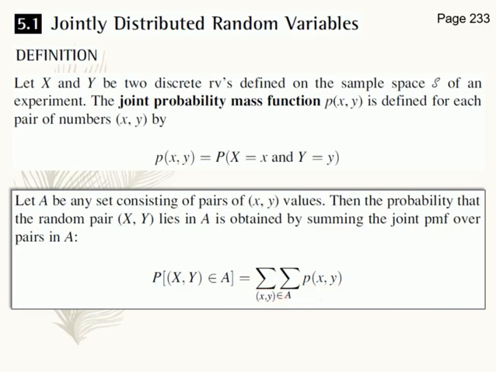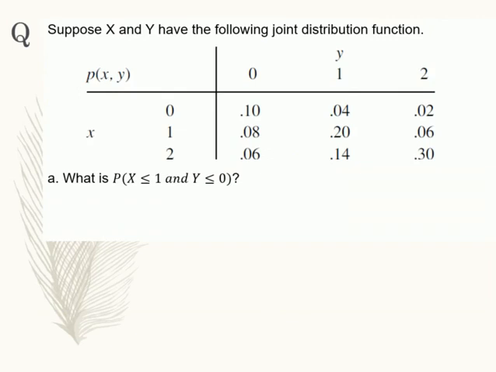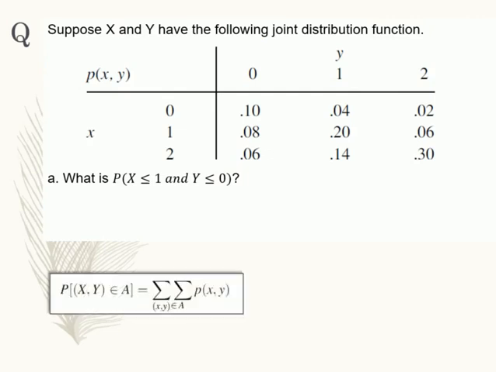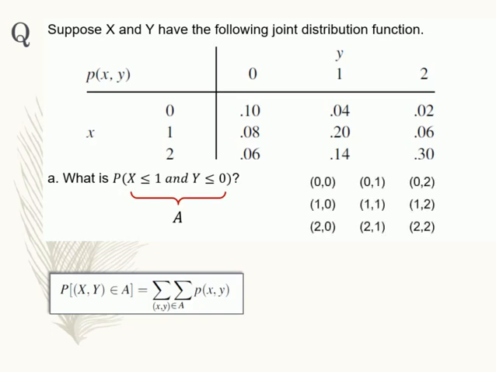So let's do an example so you can see what that means. Suppose x and y have the following joint distribution function. What is the probability that x is less than or equal to 1 and y is less than or equal to 0? We're going to have a look at it in terms of this definition that they've given us. They've asked you to find this probability here, and what's inside of the probability is equivalent to your A. So you want to look for each and every single pair of x and y values that belong to the set A. If you listed all the possibilities, you'd have 0, 0, 0, 1, 0, 2, and so on.